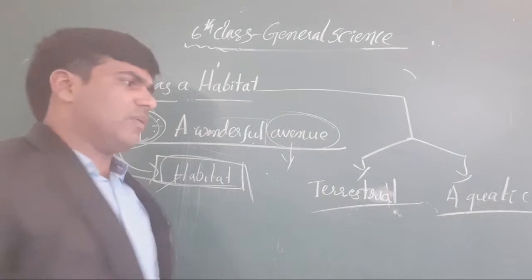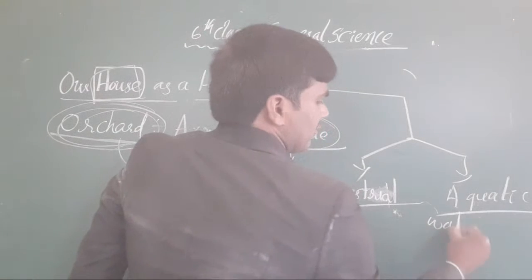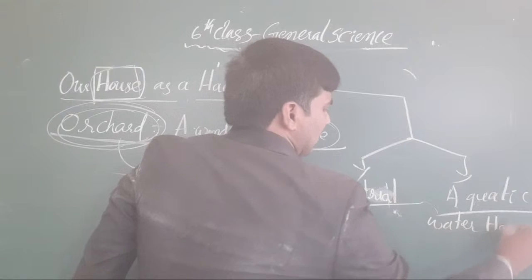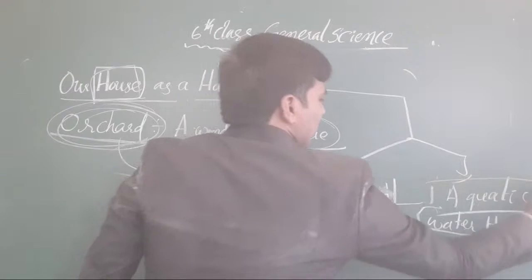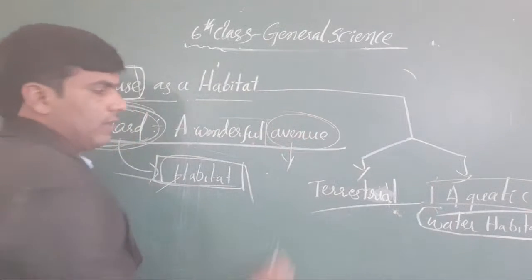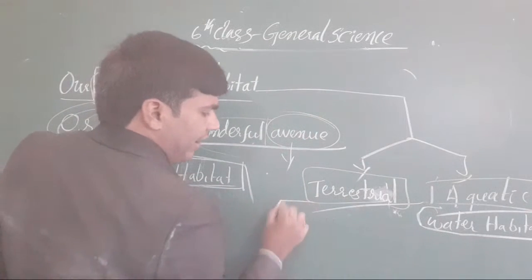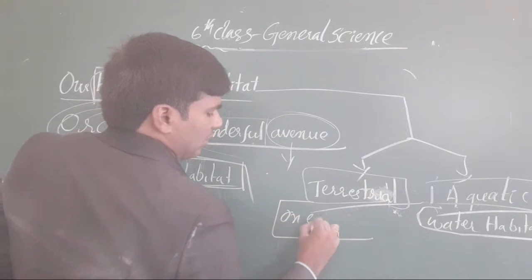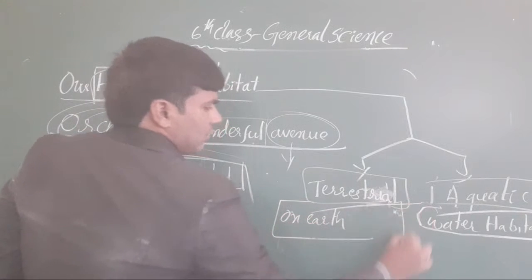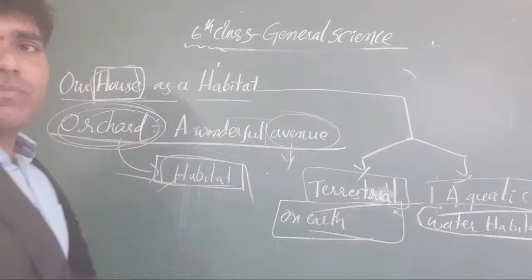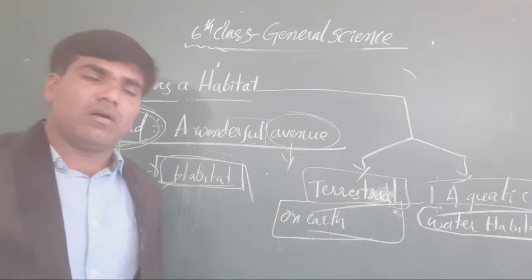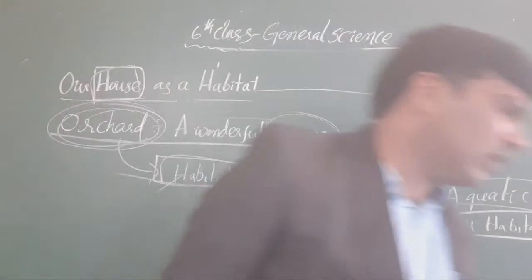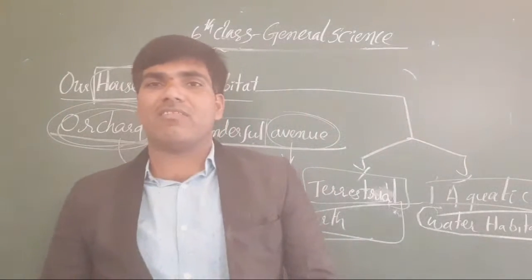Yes, water, especially water habitats. It is a water habitat. That is called aquatic. And terrestrial is nothing but on earth. Whatever habitats are on earth, that is called terrestrial habitats. Got it or not? Yes, this is only about our habitats. All the students, this is today's class.